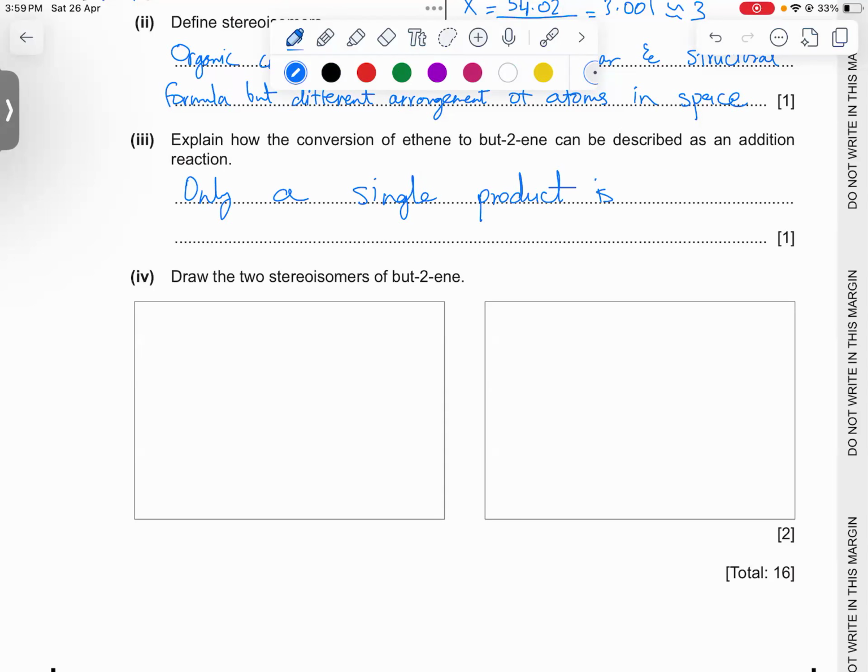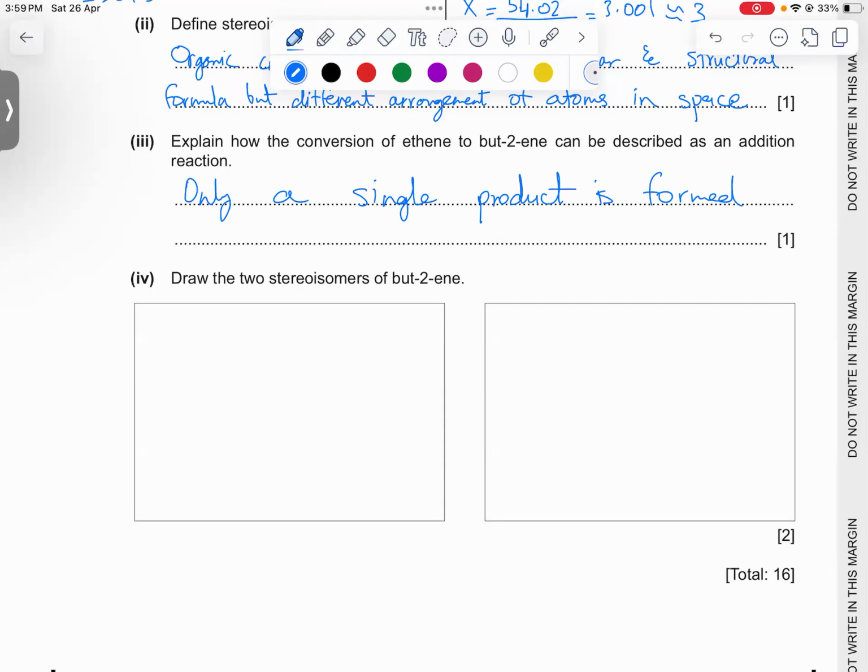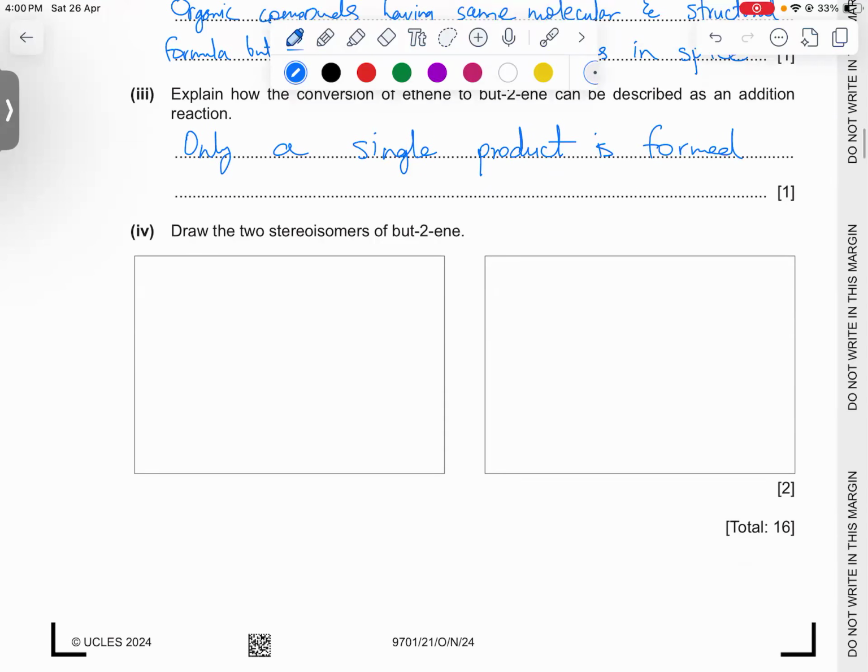Only a single product is formed. If in exam they ever ask you why something is an addition reaction, you don't have to ask them what thing. Please elaborate what is that something. You have to say only a single product is formed. If something is called an addition reaction, then the first rule of that something is it should be made in such a way that only a single product forms.